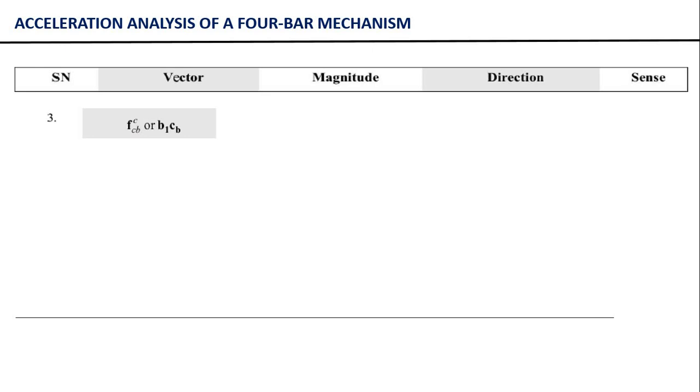So let us check the magnitude of this vector. Once we have drawn the velocity vector diagram, the centripetal components are all known to us. Just keep this in mind. Here again the centripetal component will be calculated as BC square divided by BC. This BC square is the velocity of C relative to B. So let us measure this BC length from the velocity vector diagram and substitute those values here. It can be written as 0.35 square divided by 0.066, which is equal to 1.85 meter per second square.